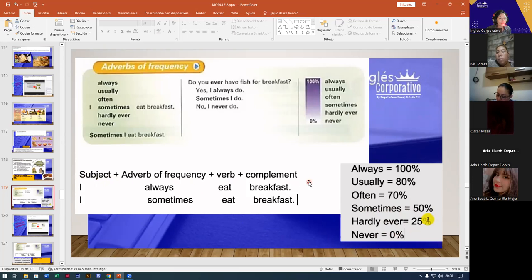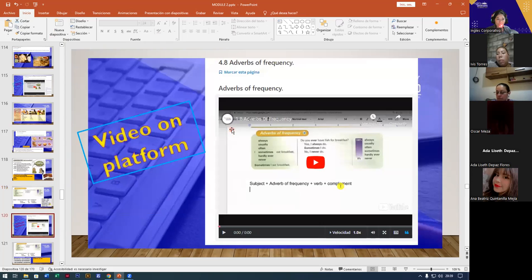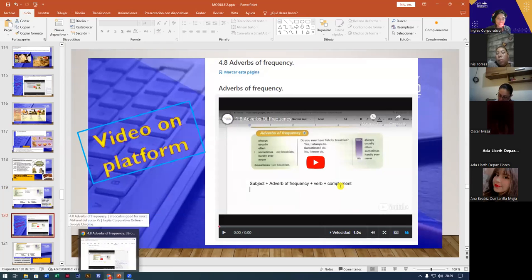The formula that we have here is subject plus the adverb of frequency plus the verb. We have the action, and we have the complement. We have an example. I always eat breakfast. I sometimes eat breakfast. But the position of the adverb of frequency is immediately after the subject. Exception, sometimes. You can say, sometimes I eat breakfast. Now that will be with the frequency words. Let's watch the video about this repetition of frequency.